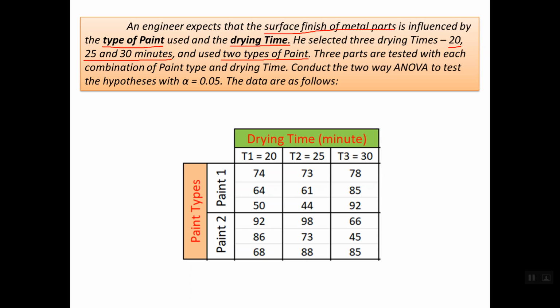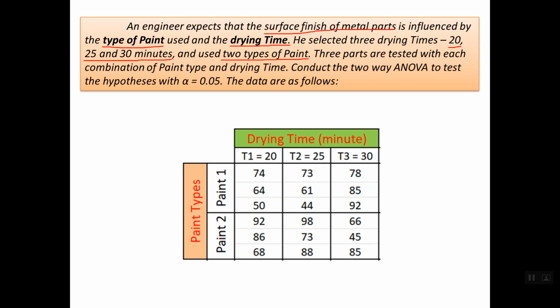There are 2. 3 parts are tested with each combination of paint type and drying time. What is needed? Conduct the two-way ANOVA to test the hypothesis with alpha equal 0.05. The data are as follows. Of course, we need to conduct the two-way ANOVA by hand in order to understand all the details for this test.